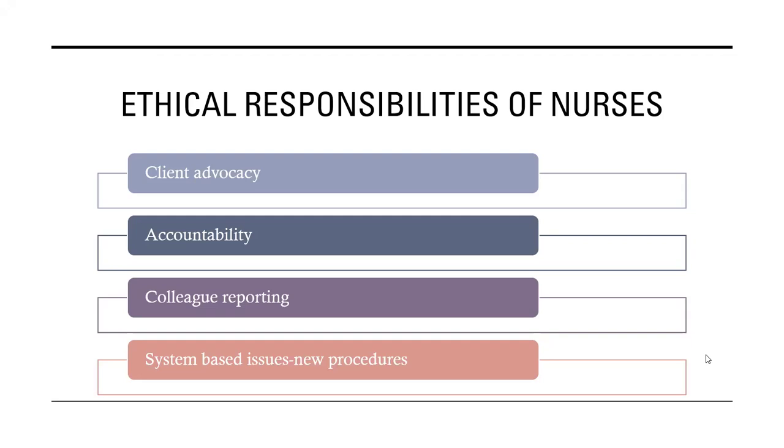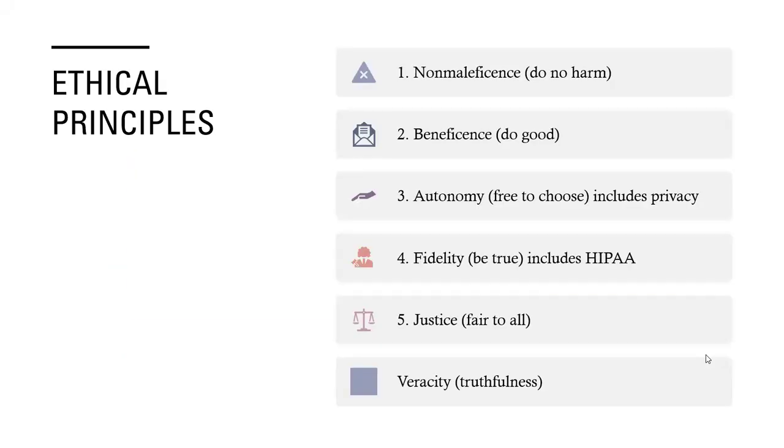Colleague reporting. This is all needed to keep the patient safe. You don't have to know all the facts or confirm whatever it is that you think is going on with your colleague, but most definitely we need to report that to keep that client safe, to keep the public safe. Okay? Non-maleficence: do no harm. Beneficence: do good. Autonomy: free to choose. Just make sure that client has all of the information that they need so they can make an informed decision.